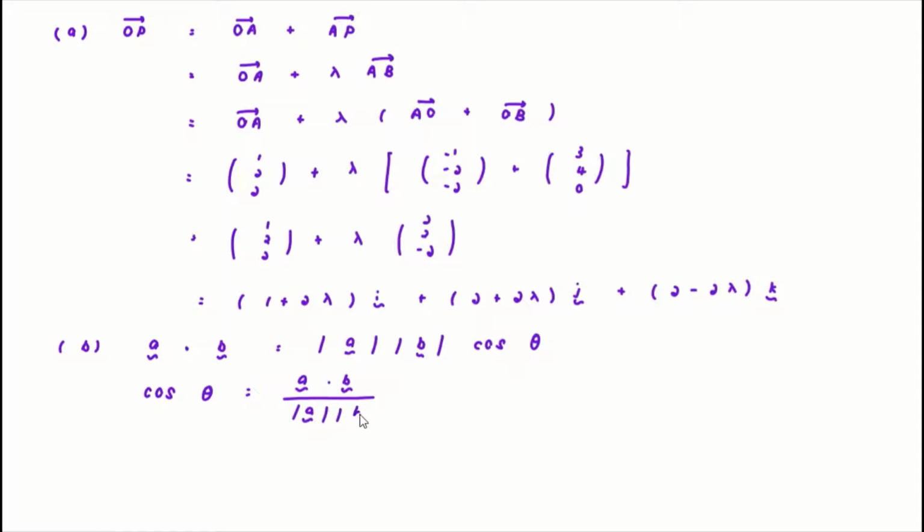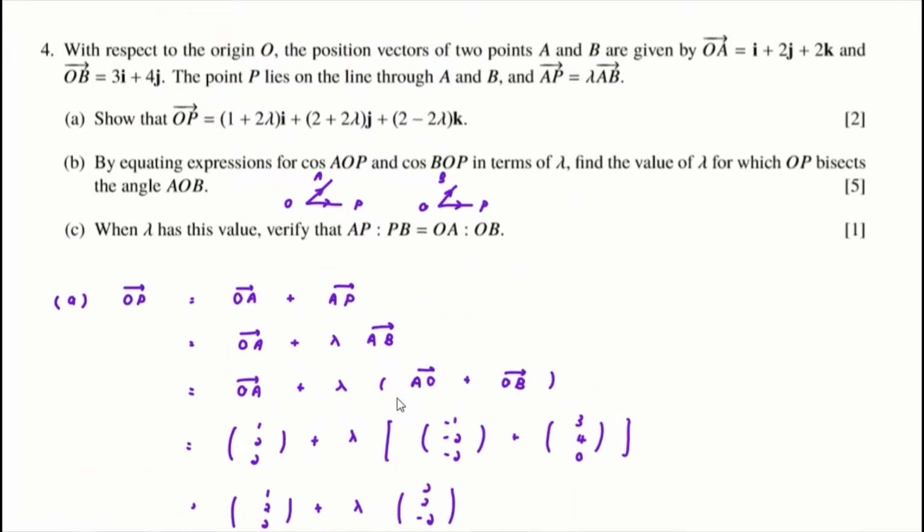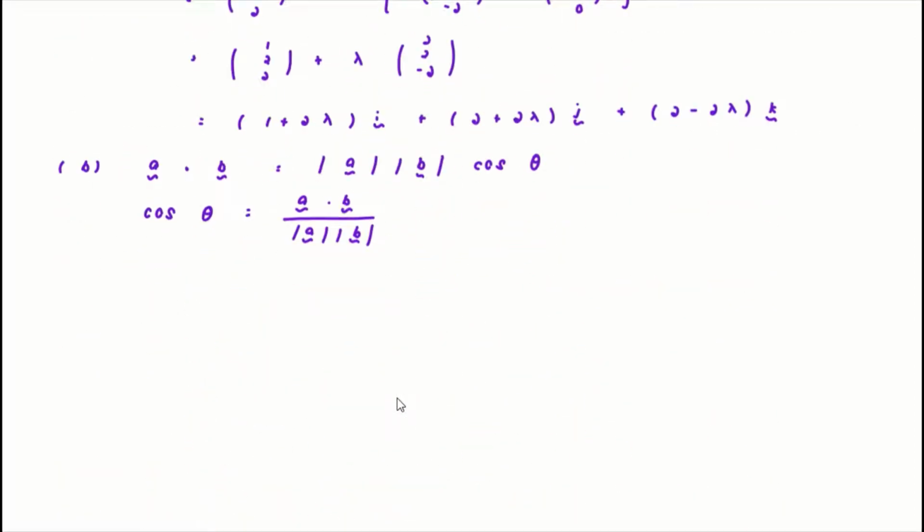Okay, so this is just for explanation in case you do not know how to do that. So let's start with the first one, cos AOP. This thing is going to look a little bit messy, so I hope that you can get used to it. So cos AOP, then the thing that you'll be using is OA and OP.